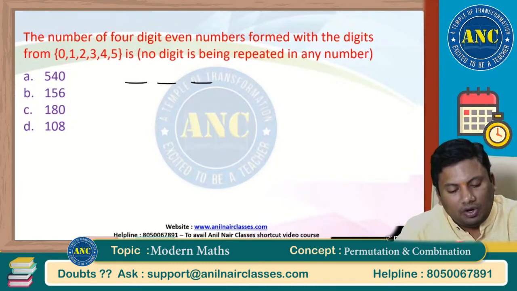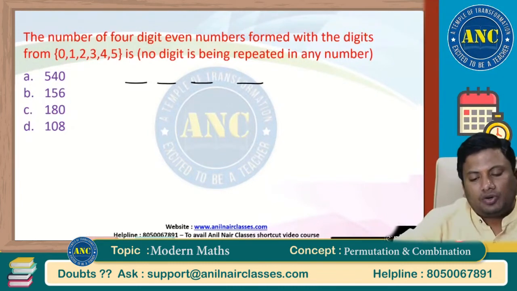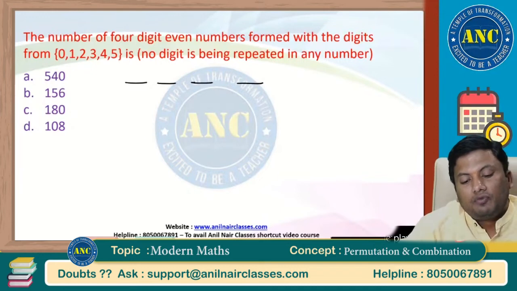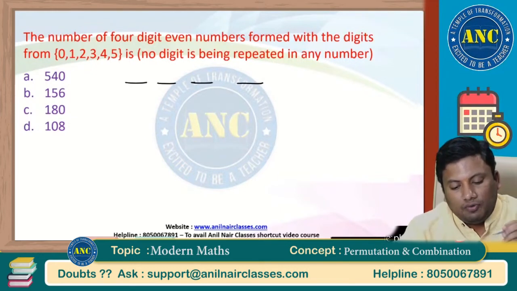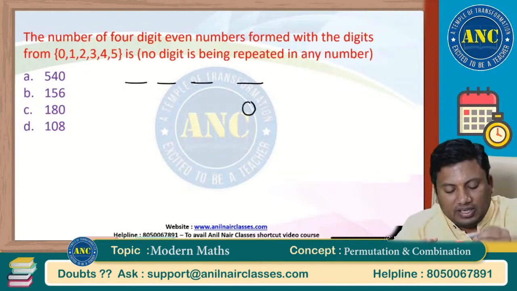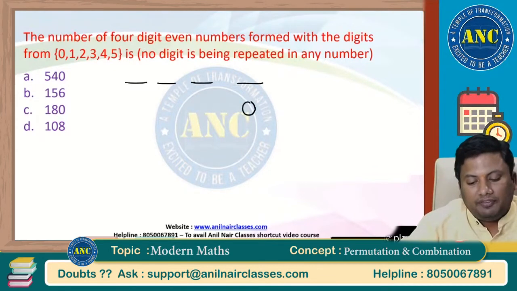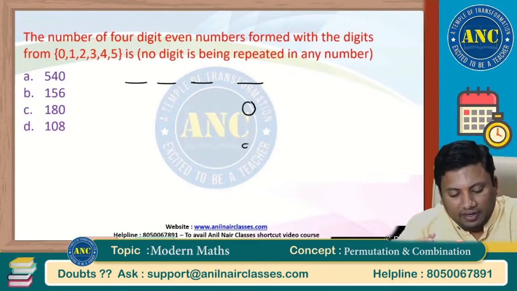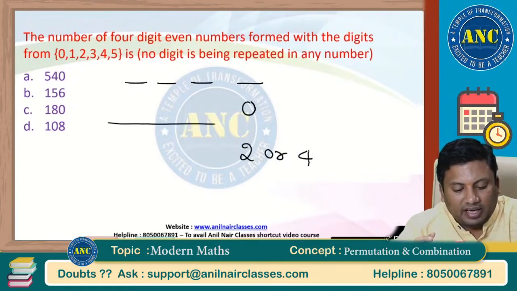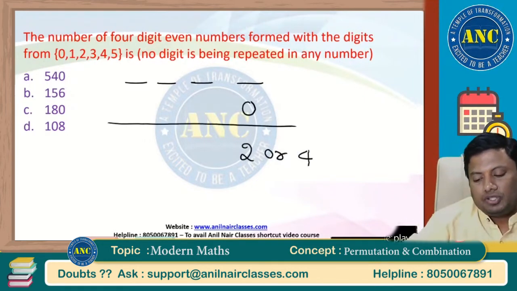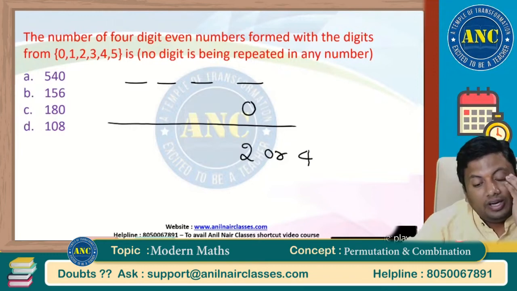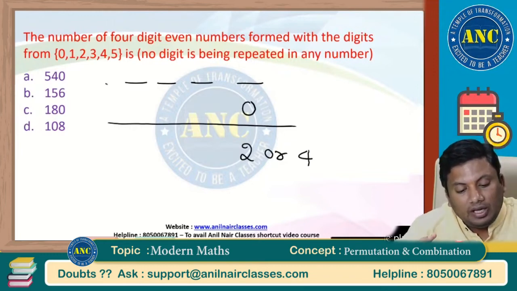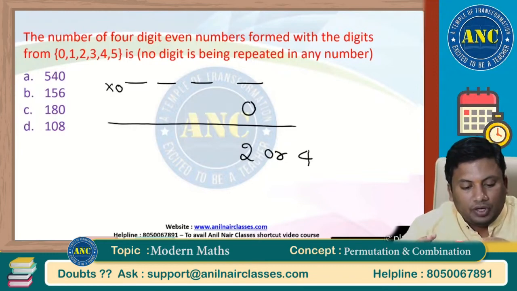Next one. These are all previous year examination questions, sir. Number of 4-digit even numbers. First I will fix 0. If I fix 0, then I will fix either 2 or 4. I will get separate cases, because the leftmost cannot be 0. If the unit digit is 0, here 0 cannot come. Here no digit is repeated, right?